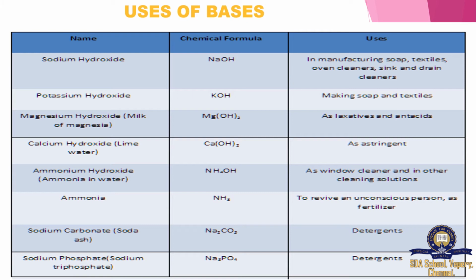Calcium hydroxide, lime water, is used as an astringent. An astringent is like a skin cream, used to avoid rashes and bleeding. So we can call that an astringent. Ammonium hydroxide is used as a window cleaner, and we also use ammonium hydroxide in other cleaning solutions. Ammonia is used to revive an unconscious person, and as a fertilizer.